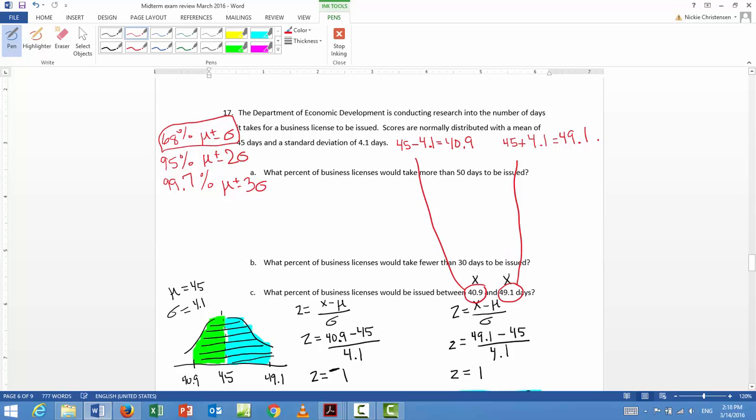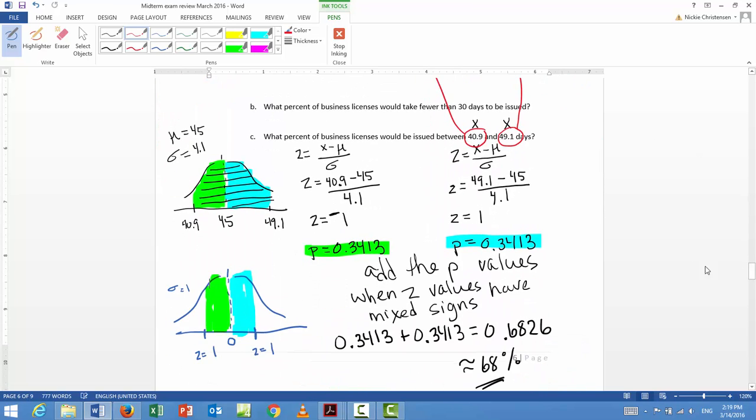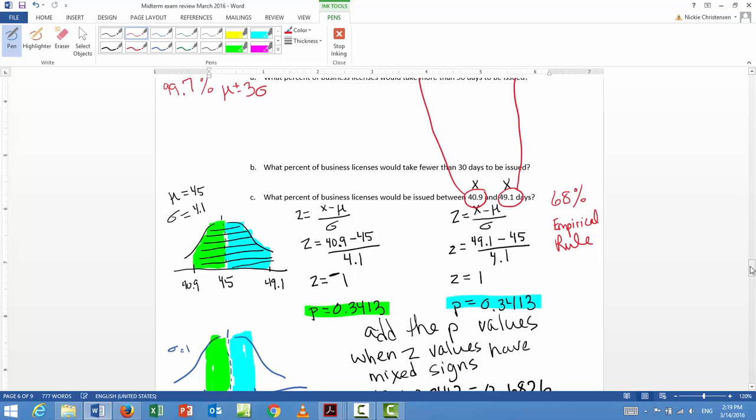So if you know the empirical rule and you have an eye for patterns, you could just answer this question: 68%. And then you could just write empirical rule. Now, as I said, in my experience most students like to do it this way. They find the empirical rule, I don't know, they don't like the empirical rule.